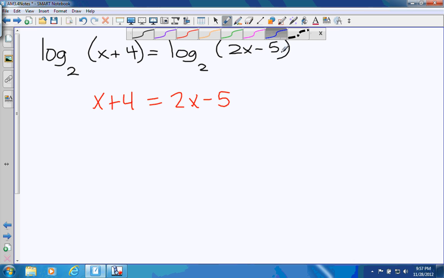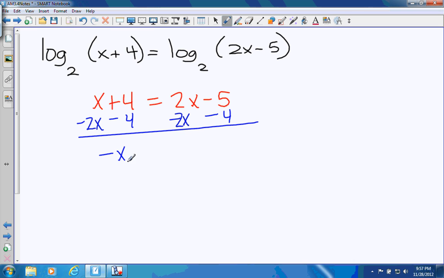And so now solving this, we would subtract 4, subtract x, 2x, get a negative x equals negative 9, and then take the opposite of both sides to get x equals 9.